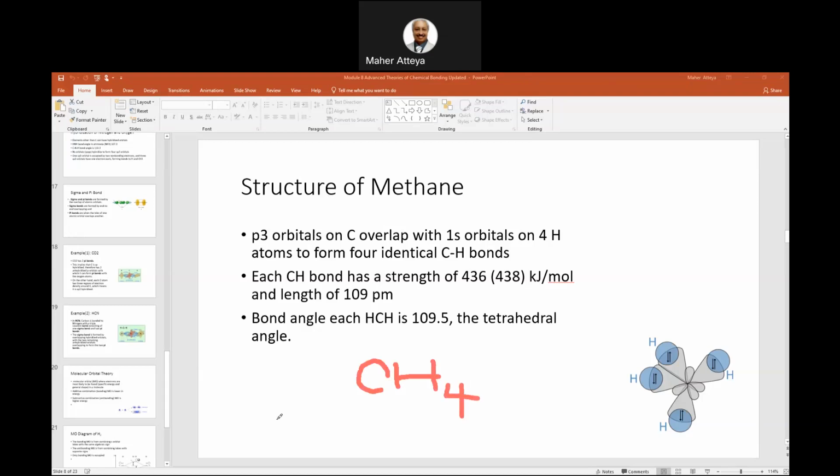That's methane. So if you are asked, what is the hybridization of methane between carbon and hydrogen? Well, somebody tell me, what's the shape of this? If you look at the central atom, EX4, correct? The shape is tetrahedral.